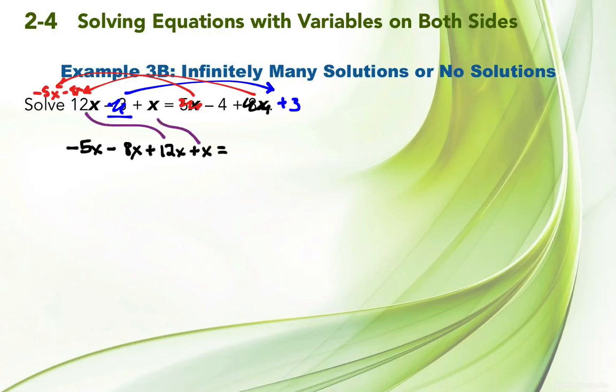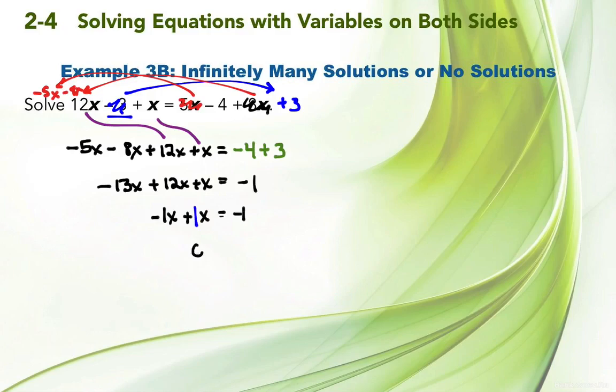Now our numbers. We have negative 4 plus 3. Alright, so we got a lot of combining to do on the left here to find out what's going on. So negative 5 and negative 8, signs the same, so we're going to add. That's going to be negative 13x plus 12x plus x equals, now I can do this, negative 4 plus 3, that's going to be negative 1. Let's keep going on the left here, negative 13 plus 12, that's going to be negative 1x plus x equals negative 1. And negative 1 plus 1, which is still kind of there, but you don't have to write it if you don't want to, that's going to equal 0.